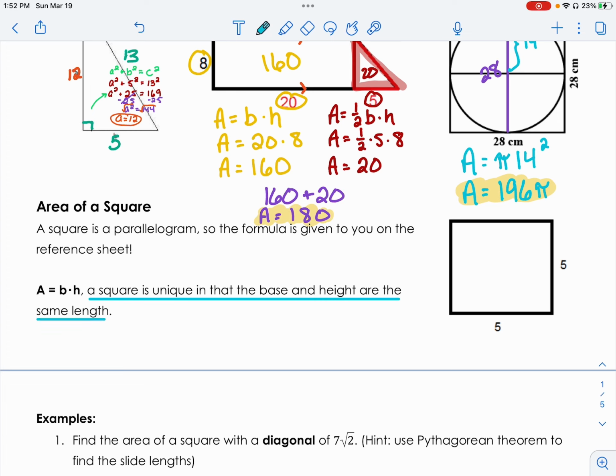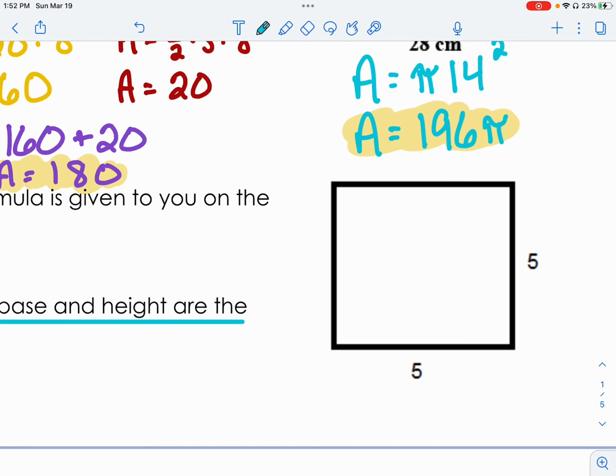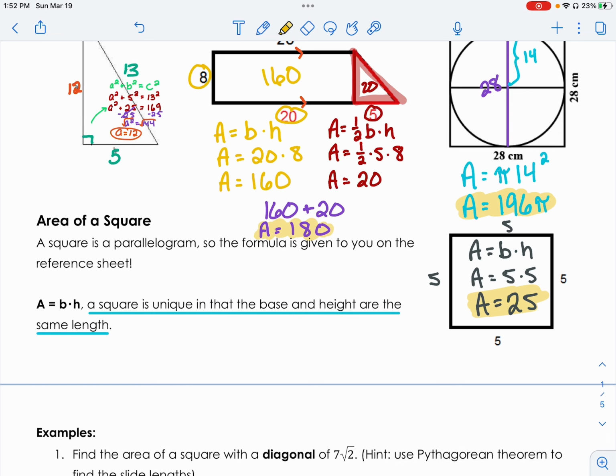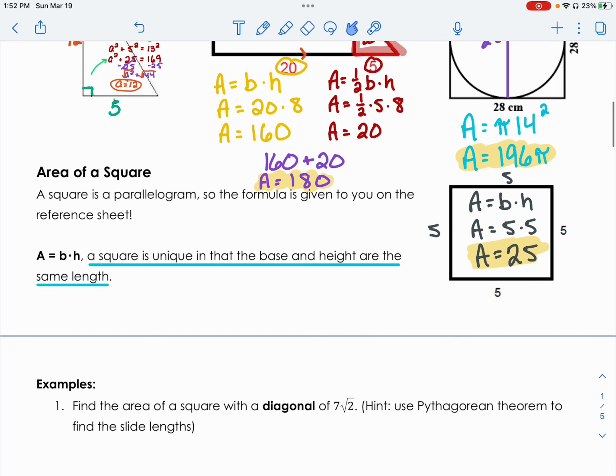Remember, for something to be a square, they must have 4 congruent sides and 4 congruent angles. So in our case, all sides would be equal to 5. And then the area would just be base times height, or 5 times 5, also known as 25. So squares, their area formula, quick and easy way to find it. Just remember, all their side lengths are the same.